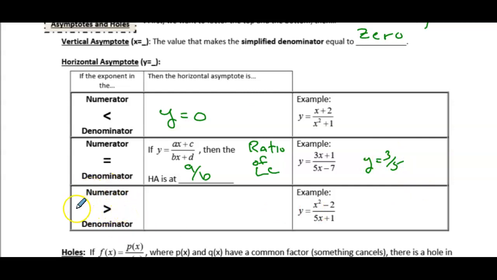Now, if the degree of the numerator is larger than the denominator, see the degree here is 2 and the degree here is 1, there is no horizontal asymptote in that case.